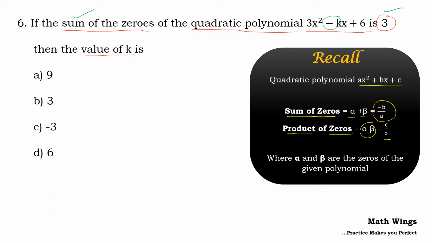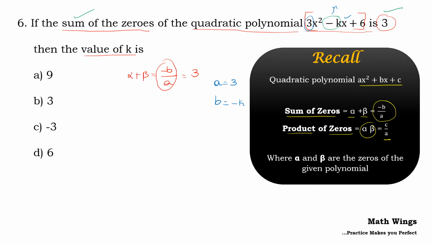So here, since we have given with sum of zeros, let us just write it over here. Alpha plus beta, that is equal to minus b by a, that is equal to 3. So here we can get the values of b and a from the quadratic polynomial. Therefore, let us list out what are the values of a and b. A is equal to the coefficient of x square, that is 3, as well as b is equal to the coefficient of x, which is minus k here.